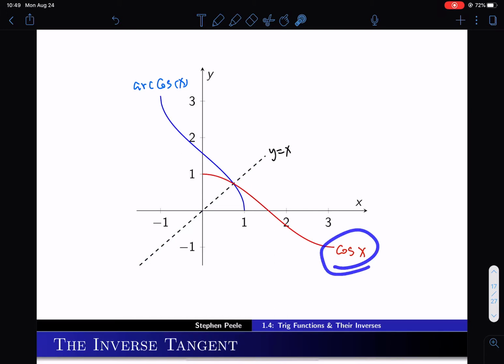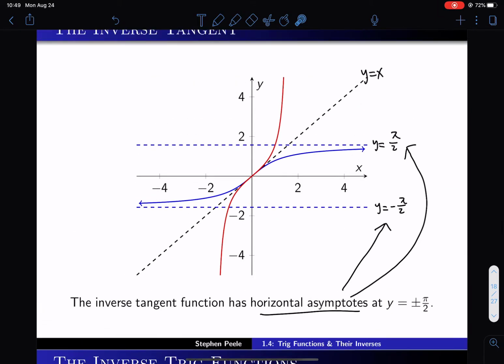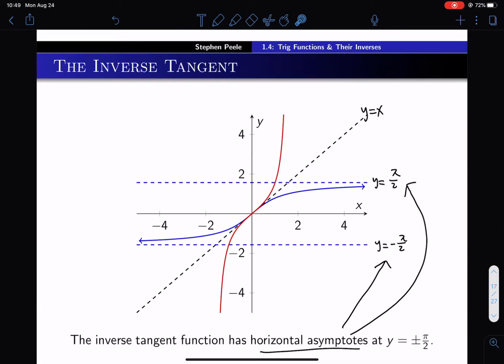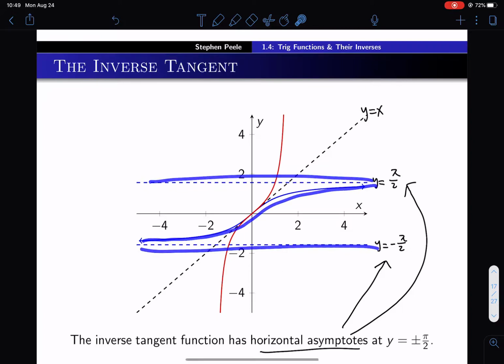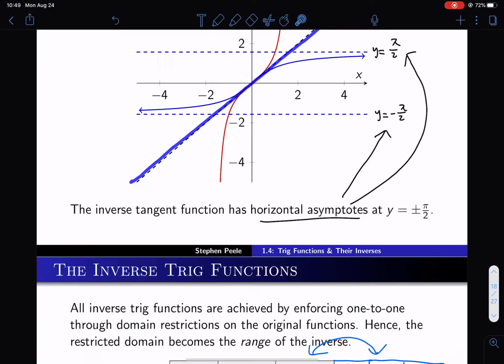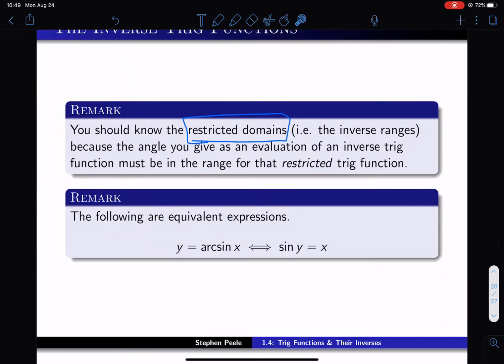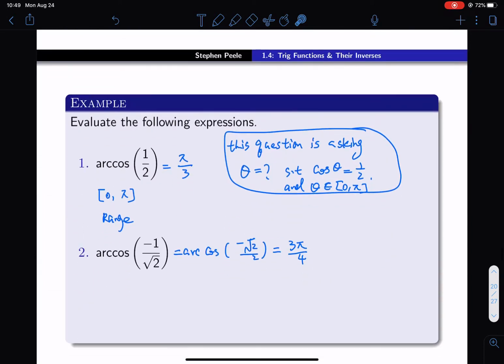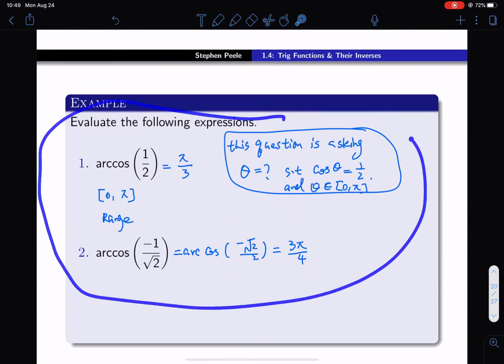So this is cosine, arc cosine. And this is also similar. You can see this function, we have 2 horizontal asymptotes. But still, this is the mirror. Okay, so this is the third kind of question.